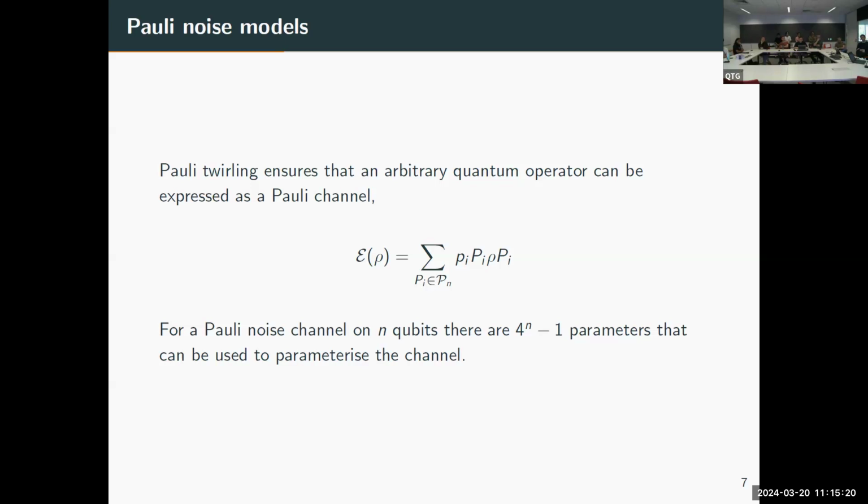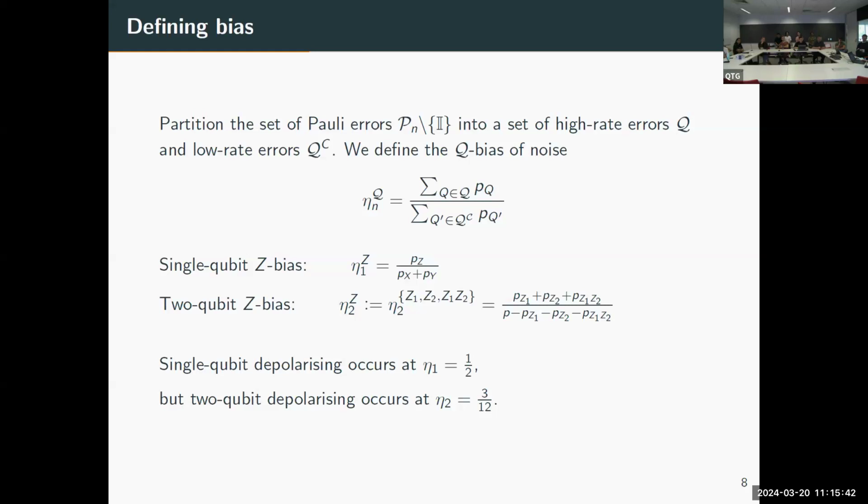But even if you have something like a Pauli noise channel, even then there are 4^n - 1 parameters for an n-qubit Clifford space. So this is still a very large set of potential noisy operators that you might have, right? And so even just thinking about the parameter space and exploring it, you might want to bring this down to something more palatable. And bias is a very natural way of doing this, right? Essentially divide your set of Pauli errors into a high rate set and a low rate set, and then define a bias as the ratio between those two.